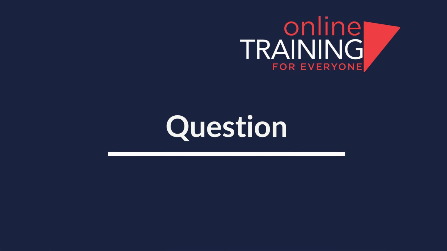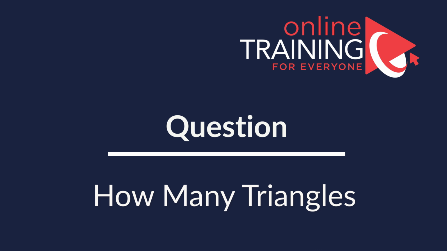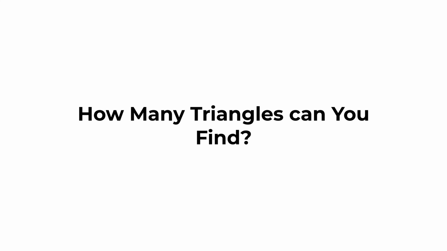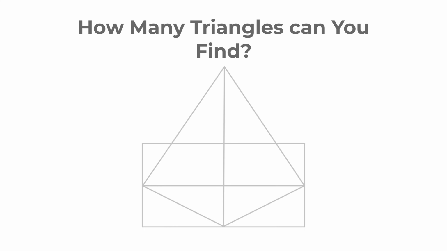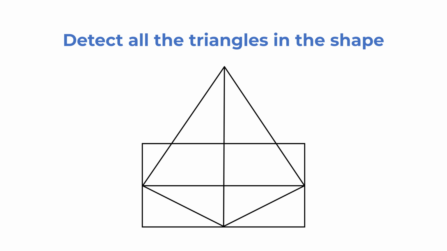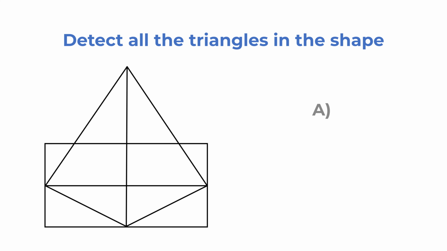This particular question was just recently introduced in the test, and I would need your help to determine if I answered it correctly. You're presented with a very unusual shape, and you need to detect all the triangles that are part of this shape. You have 4 possible choices. Choice A, 11. Choice B, 13. Choice C, 15. And choice D, 17.